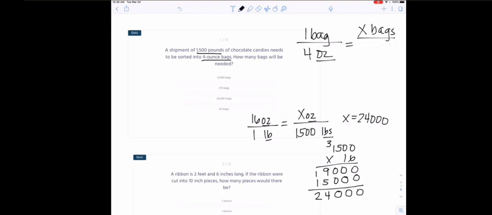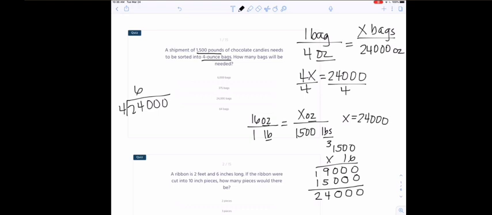Okay, so now that I've done that, I'm going to replace this with 24,000 ounces. So 4 times X is 4X. 1 times 24,000 is 24,000. I'm going to divide by 4 on each side. So 24,000, I'm going to do it over here, divided by 4. 4 goes into 24 6 times. 4 times 6 is 24. 24 minus 24 is 0. But I still have zeros to bring down, so I have to bring them down. I had 3 zeros to bring down. So my answer is 6,000 bags.